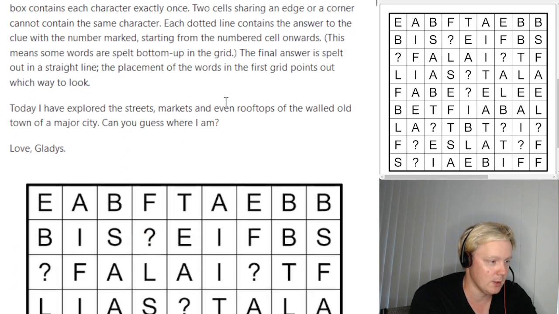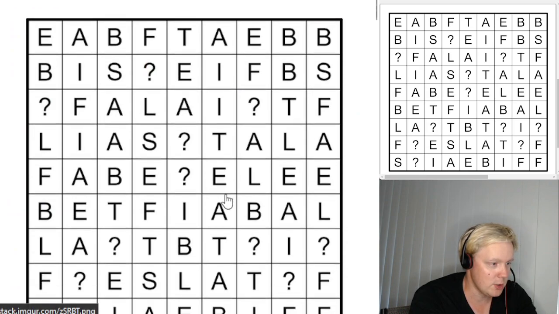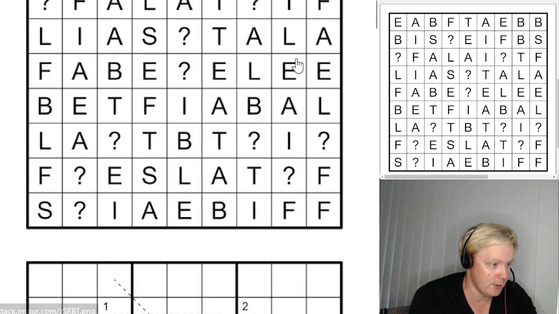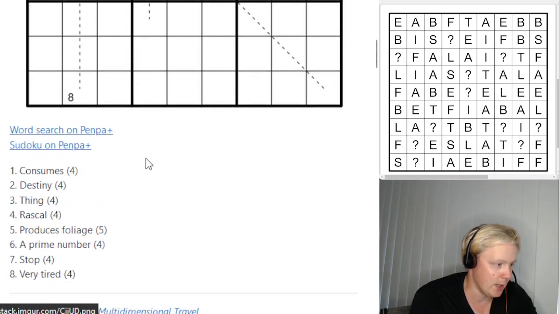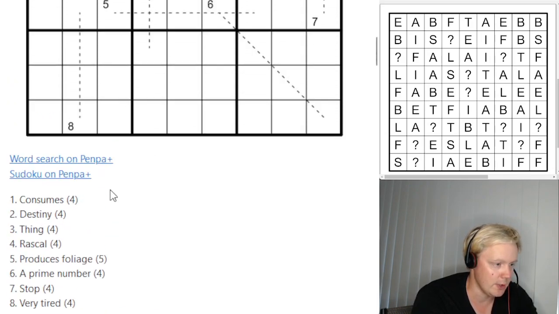So as we see, we have a word search grid here, which I also have in the top corner, and then there's a second grid here, and we have some clues, 8 clues at the bottom.